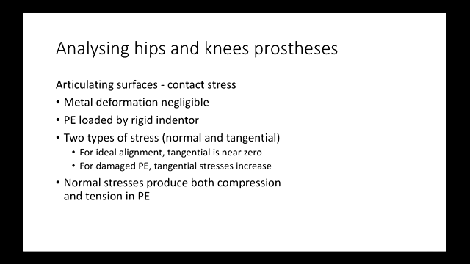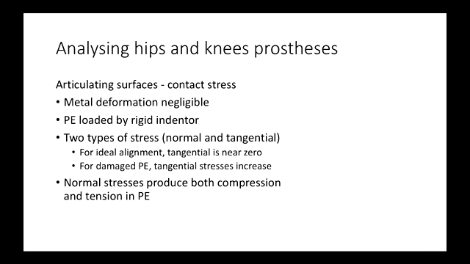So for articulating surfaces, we normally assume the metal deformation is negligible. It's all about the polyethylene. What's the stress of the polyethylene? So we can do some analytical calculations again, where you have polyethylene being indented by a rigid indenter. So this is more for a hip replacement. So you have a socket, which is your polyethylene, being compressed by an indenter.